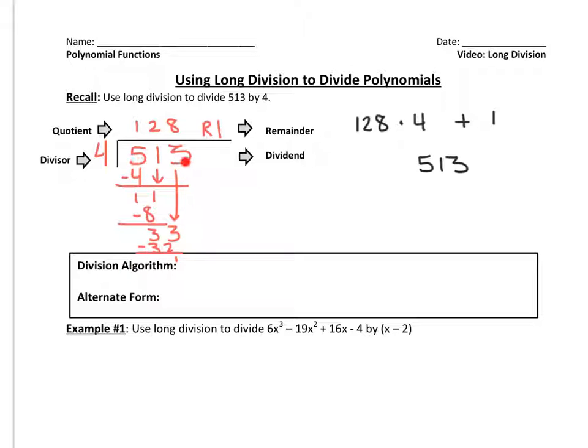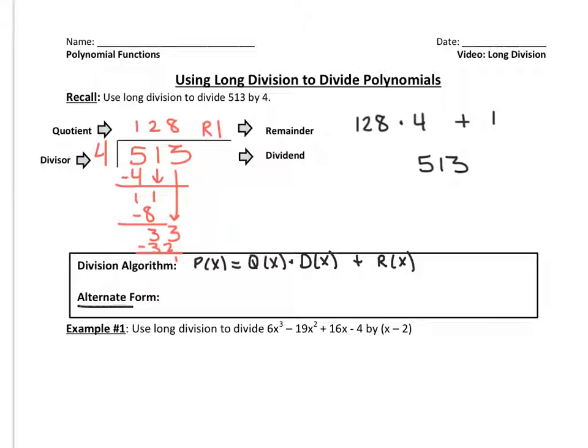Now if I want to find the dividend, which we'll call p of x, we're going to take the quotient, which we'll call q of x, and multiply it by the divisor, which we'll call d of x, and add the remainder, which we'll call r of x. This is the division algorithm.